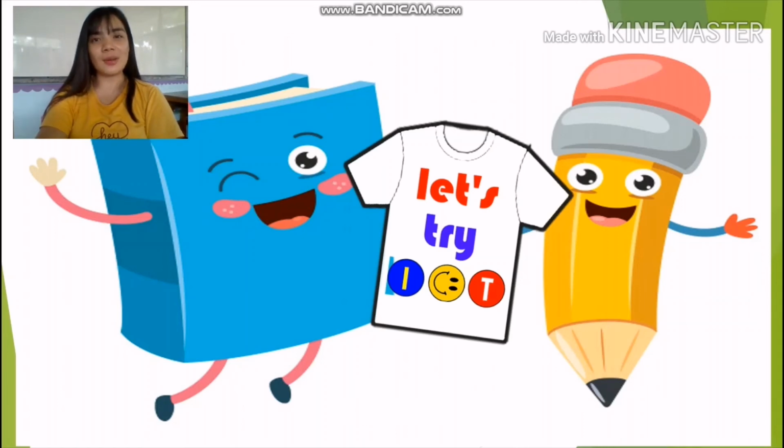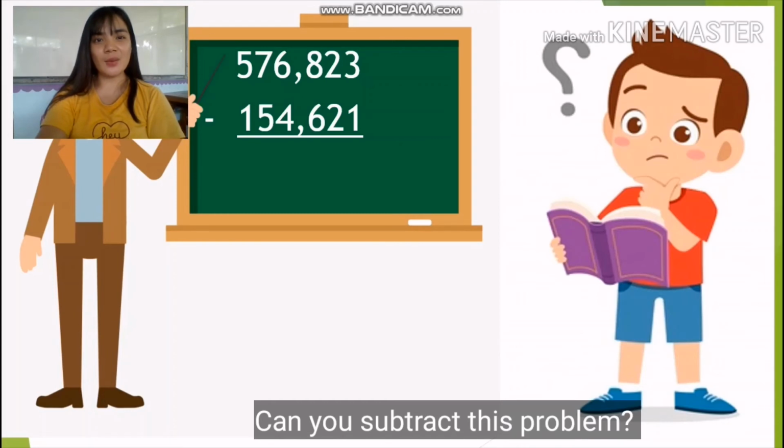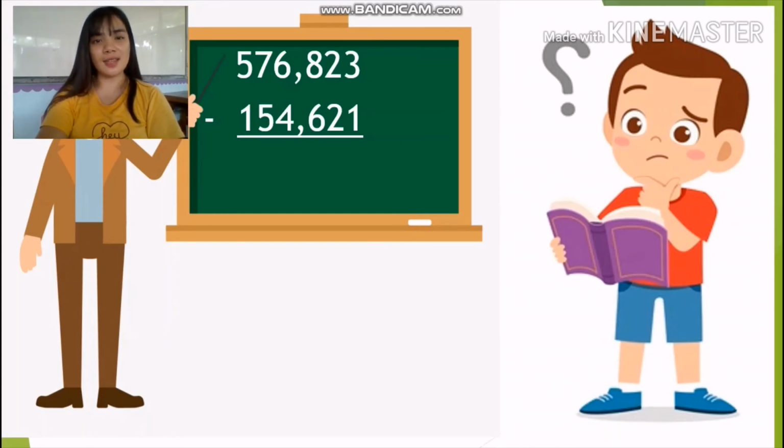So let's try subtracting also the following problems. You can do it also at your home. Are you ready? Can you subtract these following numbers? We have 576,823 minus 154,621. So I will give you a minute to subtract these following numbers. So what is our answer? It is 422,202.